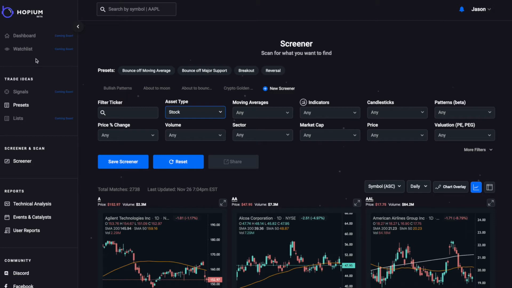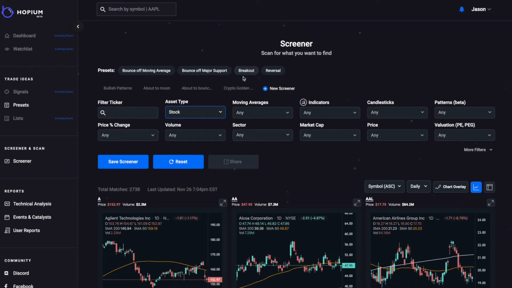So on the left hand side, the sidebar, you can see we have a bunch of cool features coming out soon, like watch list and signals. And we also have a bunch of existing stuff too, like reports and whatnot. But the focus of today is just the screener. So let's start with that. So at the top here, you can see we have a couple of presets. These are just predefined filters.